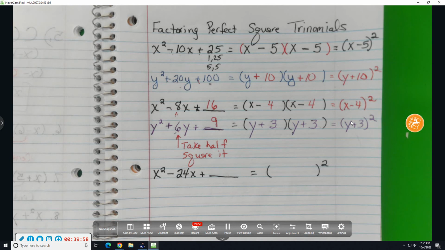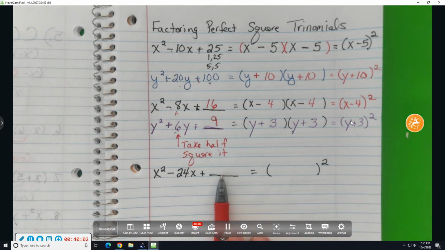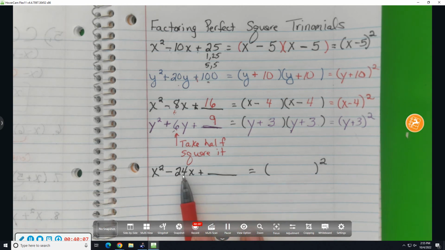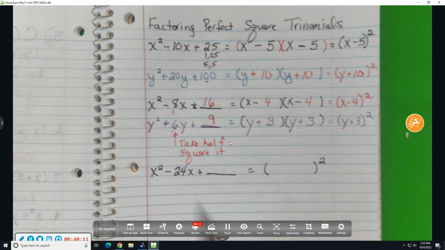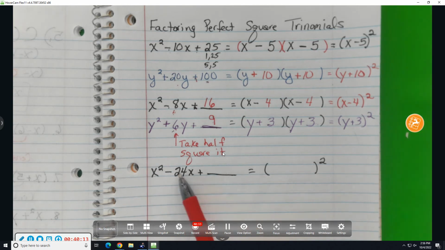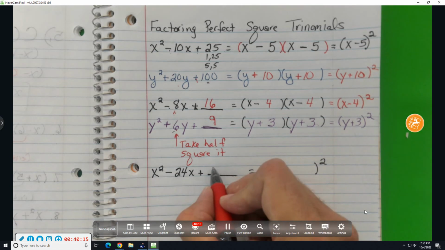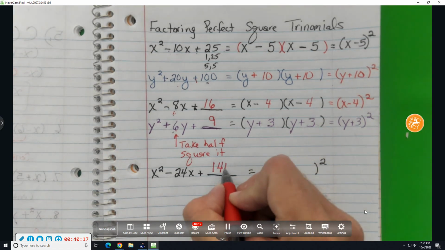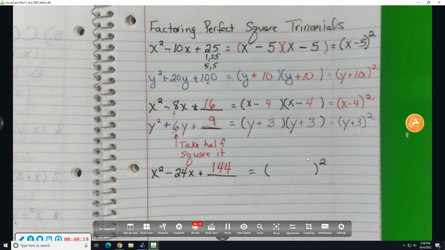Oh, well, okay, what number are we going to add into that blank? I'll tell you this much. 144. You start with this number here, you take half of it. Half of 24 is? 12. And then 12 times 12 is? 144. Okay, well, so I agree with your 144. Now, how is that going to factor as a perfect square?